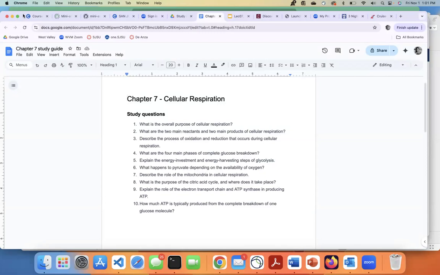We already talked about what the goal is, right? Once we exit the citric acid cycle, we end up with all this NADH and FADH2, and we still have our molecule as well. But for the NADH and the FADH2, what is happening with those two once we hit the electron transport chain, and how does it relate to the production of ATP? And then how much ATP is typically produced from a complete breakdown of one glucose molecule?